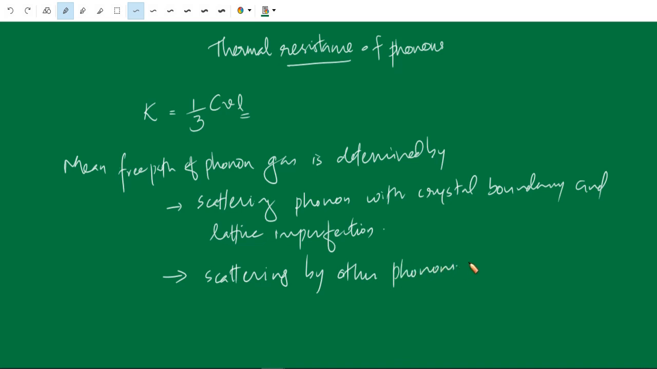Okay. So two kinds of scattering may occur for a phonon. Phonon interacts with another phonon. So the scattering from other phonon causes a change in mean free path of the entire phonon gas, or scattering of this phonon from the wall of the crystal, or any imperfection in the crystal. There may be a scattering with this imperfection. That also causes mean free path to change.